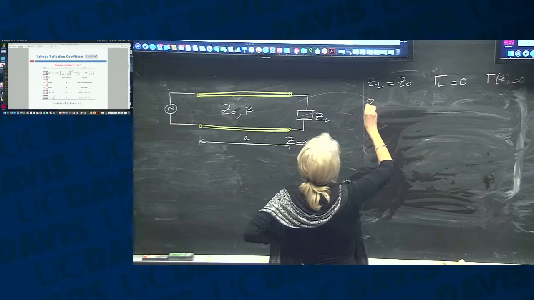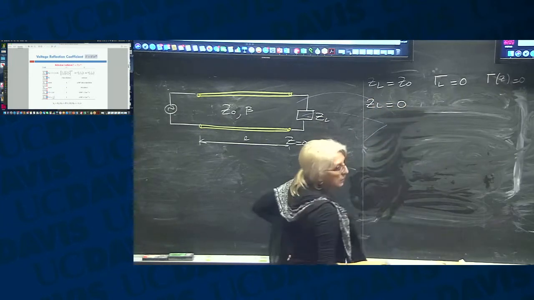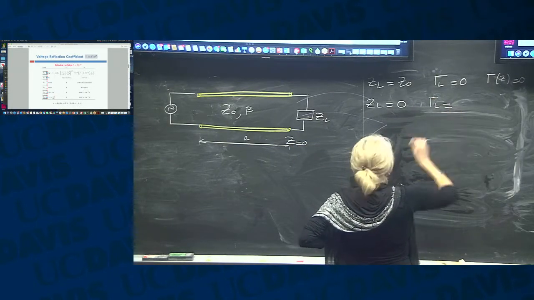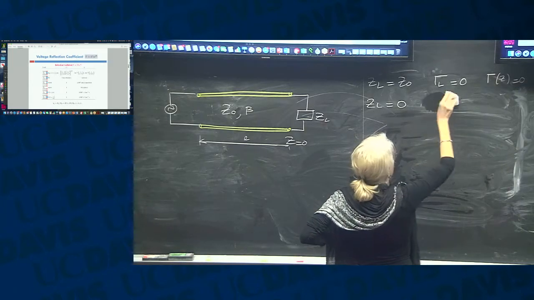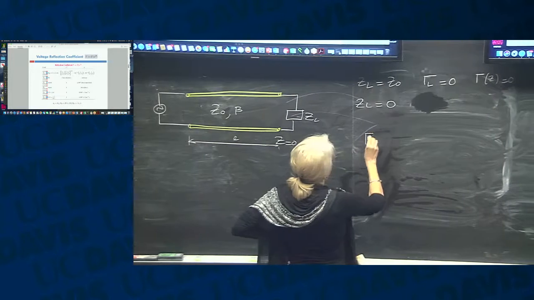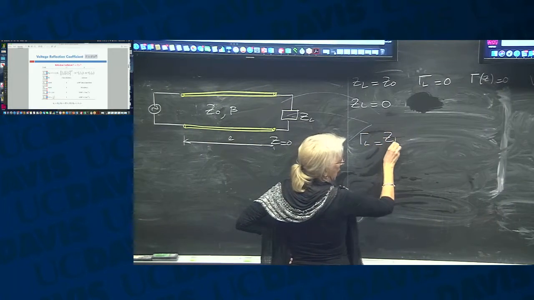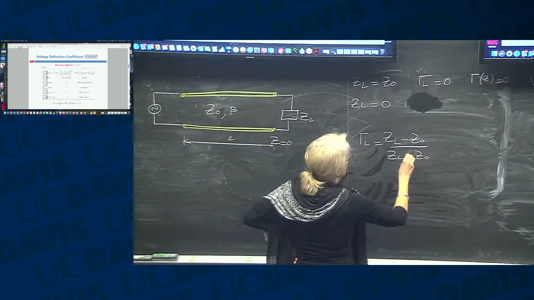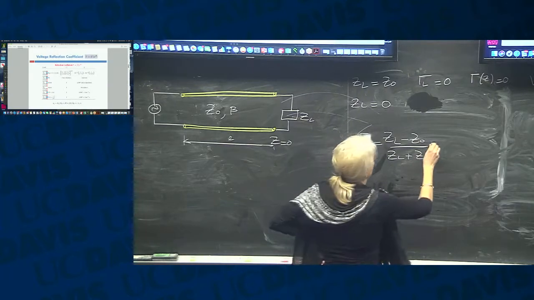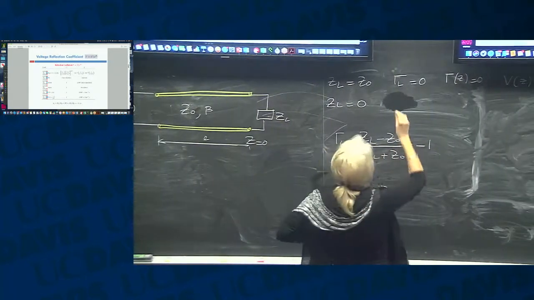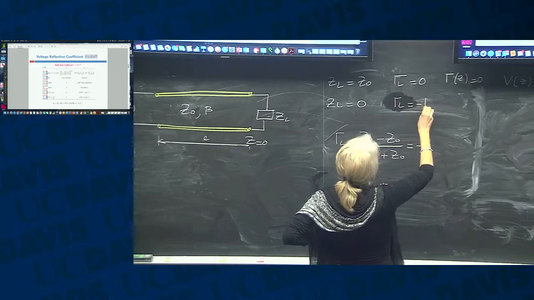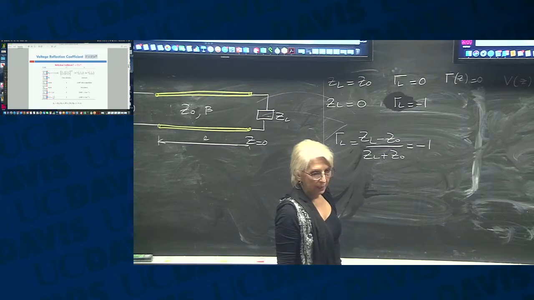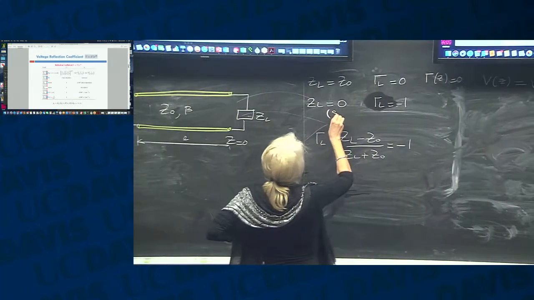How about when ZL is 0? What happens to gamma? Let me write it here, because I'm down here. How much is that? ZL minus Z naught over ZL plus Z naught. What happens when ZL becomes 0? Minus 1. Need to remember that. So gamma L is minus 1. Always gives what? A short. All right? That's a short circuit.